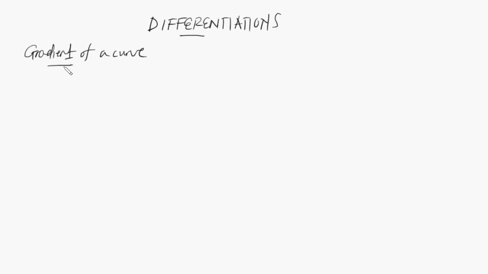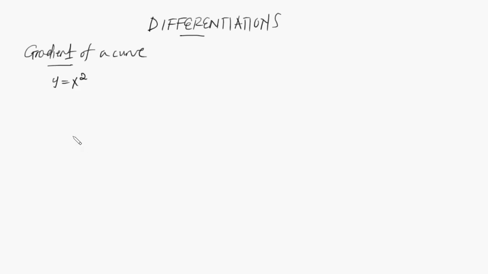Gradient of a curve. Neno gradient sio geni, utalikumbuka kwenye coordinate geometry form 4 ambapo tulisoma the gradient of a straight line. Lakini huku advanced level tunasoma the gradient of a curve. Tunataka tujue gradient of a curve kwa sababu tukisha fahamu concept hiyo, basi tutaweza kuelewa concept ya differentiations. Sasa consider a function y equals to x squared.